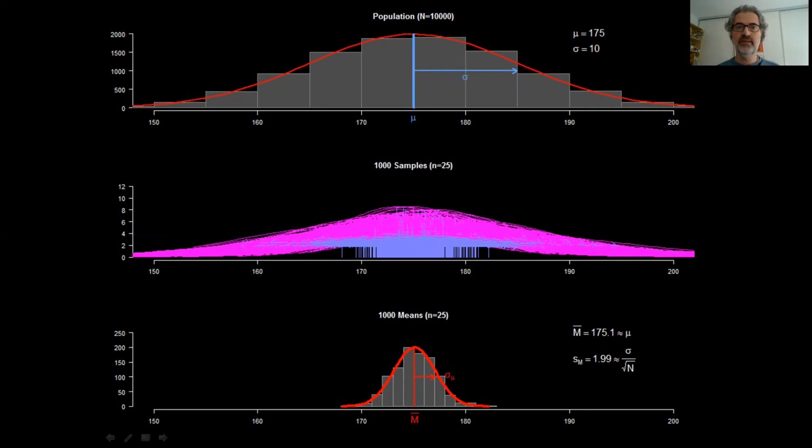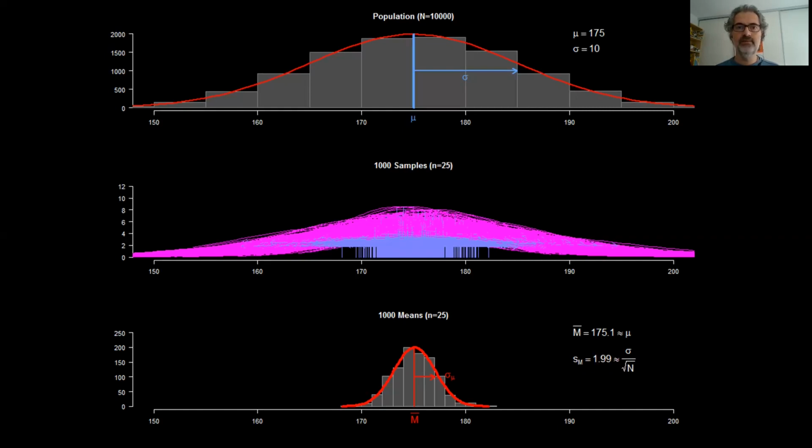The standard deviation of all the means is about 2. It is no accident that it is about 2. 2 is 1/5 of the standard deviation of the population. And it turns out that the standard deviation of the means is actually given by the formula: standard deviation of the population divided by the square root of sample size. So sample size here is 25. The square root of 25 is 5. So 1/5 of the standard deviation of the population is what we theoretically expected and is what we got.